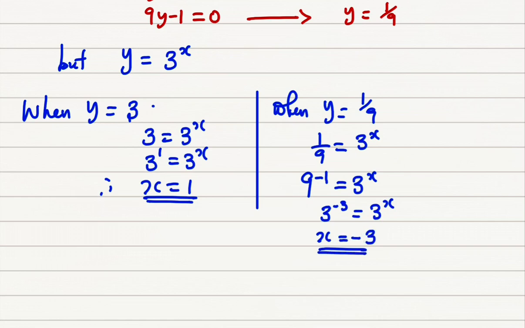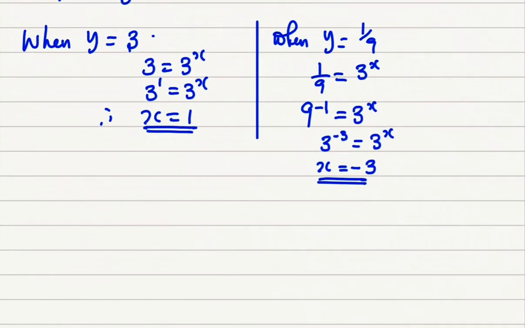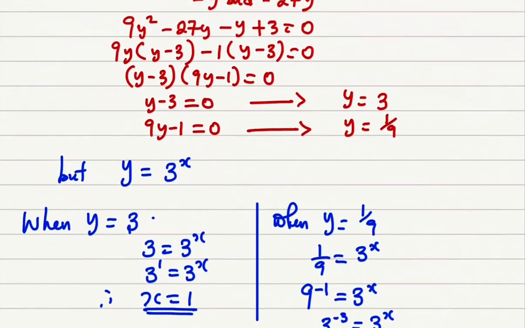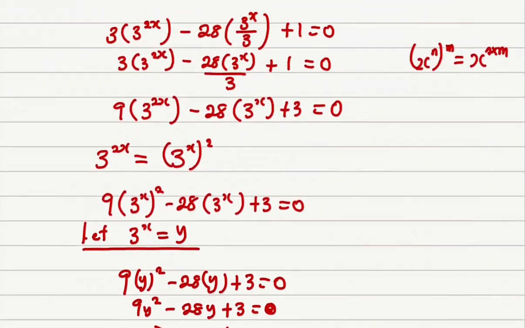So we have the two answers and we've solved the question. So x is equal to 1 and x is equal to minus 3. These are the two values for x that will actually satisfy the equation given to us.